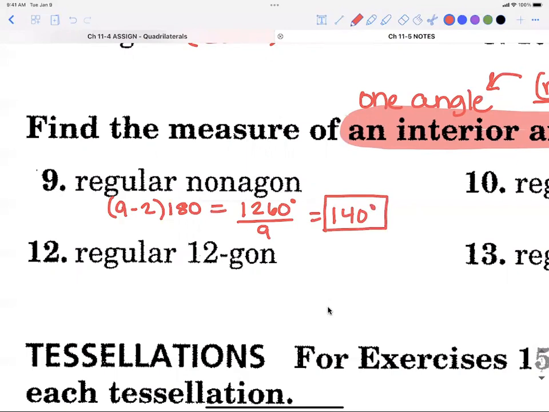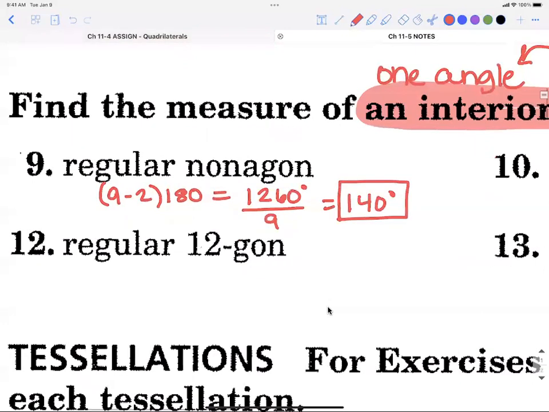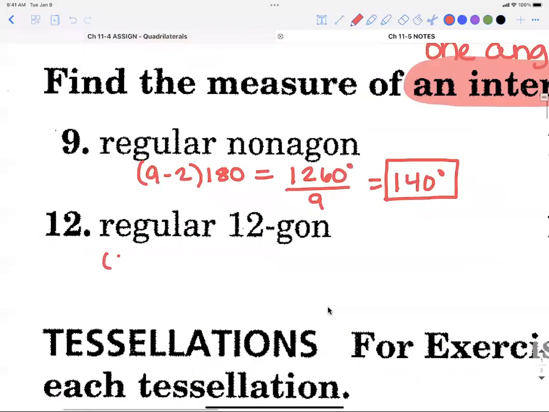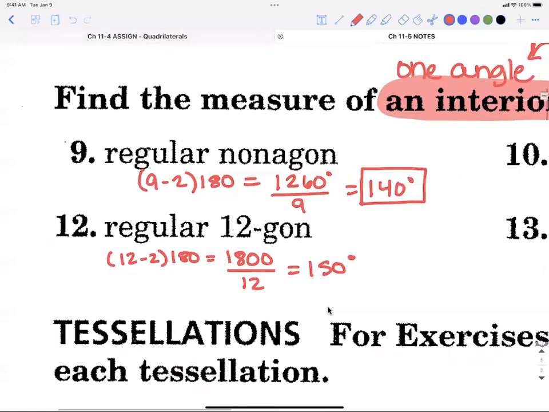So that means if you were to draw a regular nonagon, meaning that all angles are congruent or the same, then each angle would be 140. How about a regular 12-gon? We would do 12 minus 2 times 180, 1,800. And then because it's a 12-sided figure, we're going to divide by 12. Equals 150 what? Degrees.